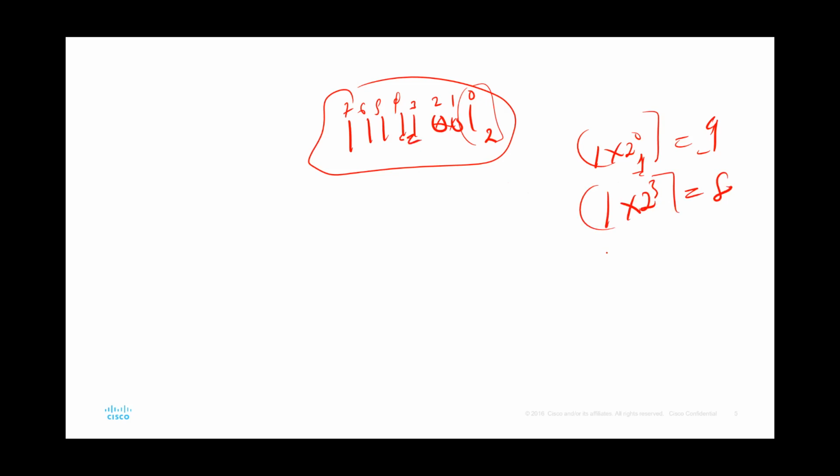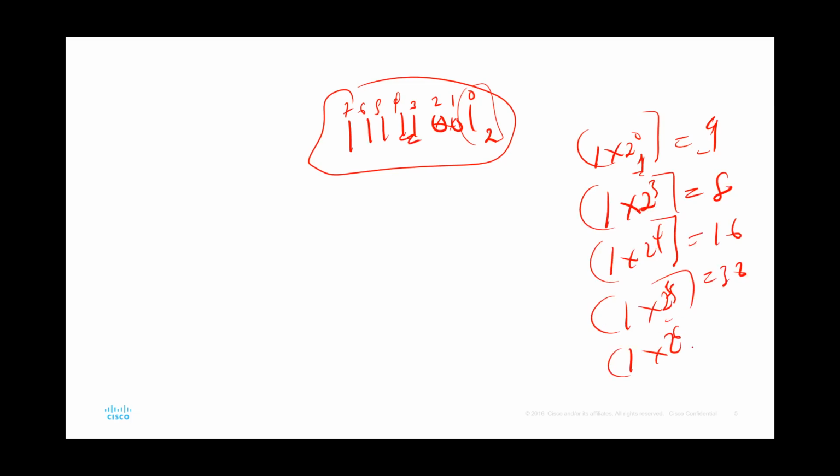The next one, 1 multiplied by 2 raised to the power 4. 2 raised to the power 4 is 16. 16 multiplied by 1 is 16. The next one, 1 multiplied by 2 raised to the power 5. 2 raised to the power 5 is 32. 32 multiplied by 1 is 32. The next one, 1 multiplied by 2 raised to the power 6. 2 raised to the power 6 is 64. 64 multiplied by 1 is 64. And then the last one is 1 multiplied by 2 raised to the power 7, which is 128. 128 multiplied by 1 will still be 128.